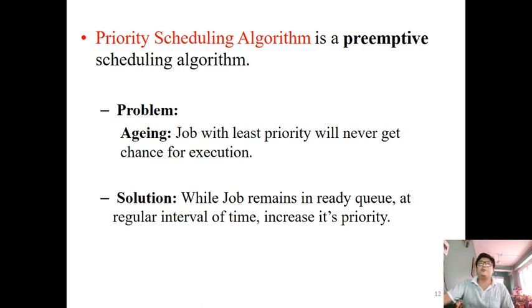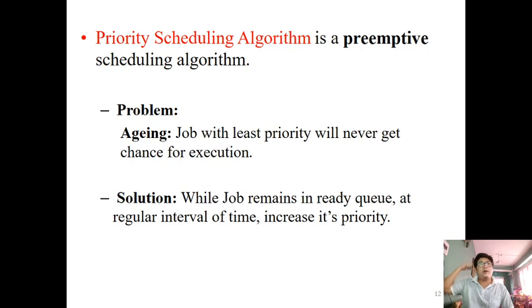That kind of problem is known as aging. As a layman's term, aging means it gets older. As time progresses, the age of a person increases, so the word has been associated with that term, aging. So the job with the least priority will never get a chance to execute.